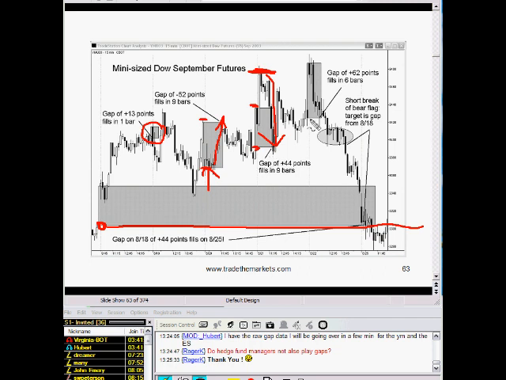And then we get this great play the next day where it's a low volume gap up. You can see we close here, we open up here. Gap up of 62 points. We're shorting. There's no stress. The market doesn't even try to rally, and it basically just falls like a rock very quickly.